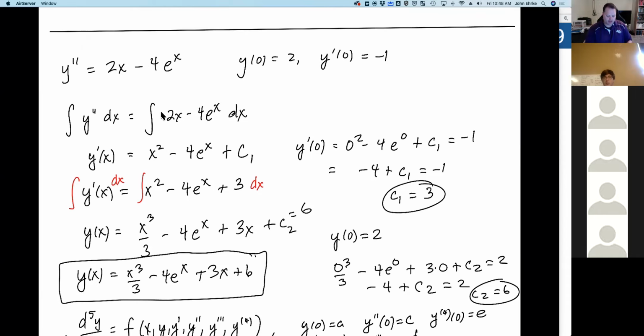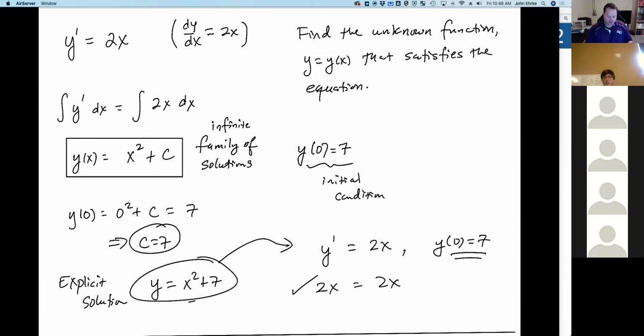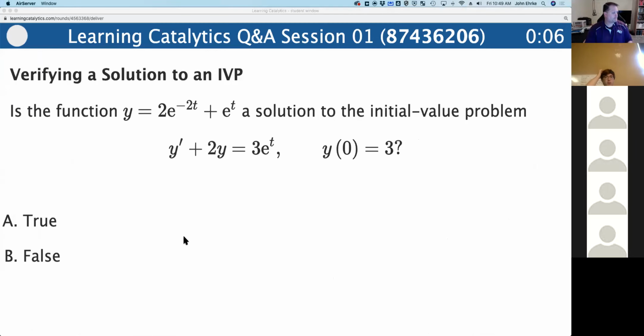So this is what an initial condition is. The important thing to get out of these two quick examples is that you need as many initial conditions as you have order of your differential equation to be able to solve it. So if you have a third order differential equation, you need 3 initial conditions. All right, so follow-up question here. I've given you a function, and I want you to tell me, is this function a solution to this initial value problem?